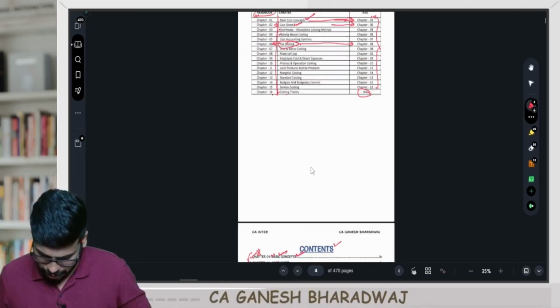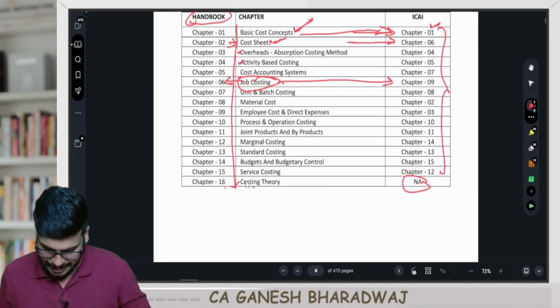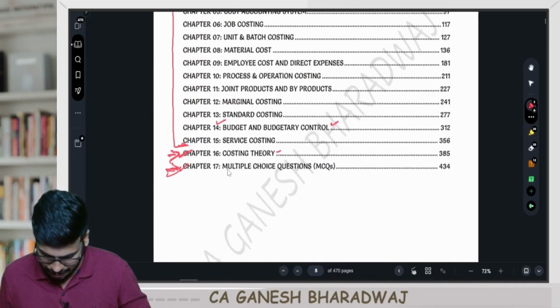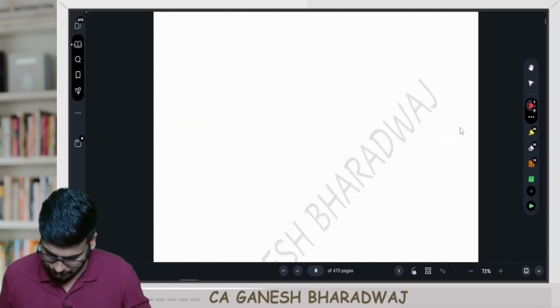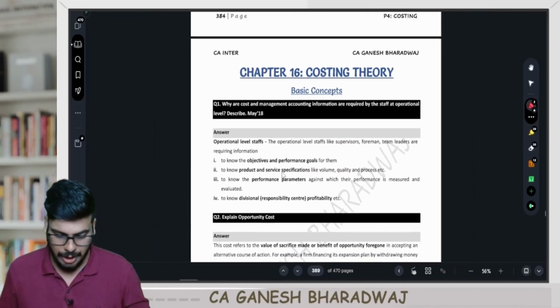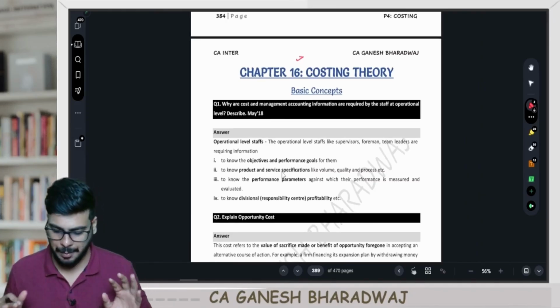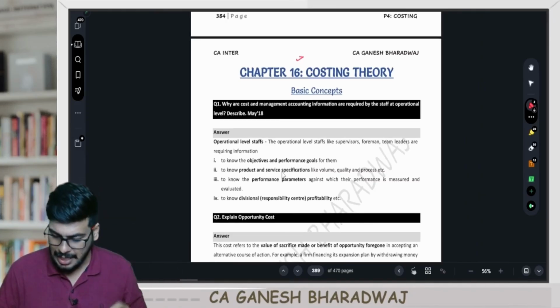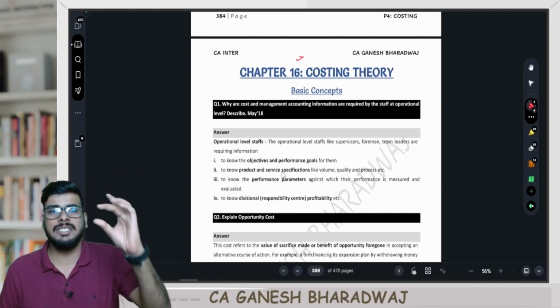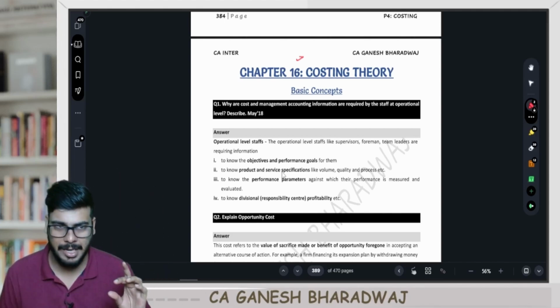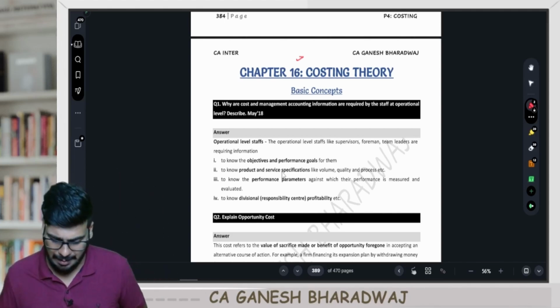So let's go to the theory part. Theory is basically kept as a separate chapter called chapter 16, page number 385. Here, if you see this costing theory that I have mentioned, it is not a separate chapter as per your study material, but I have kept it. Inside this also, I would have bifurcated the concepts chapter wise, so that it is easy for you to revise the day before your exam.